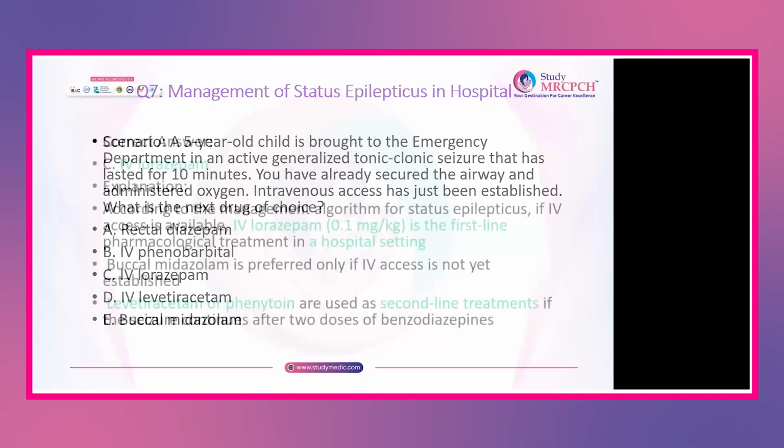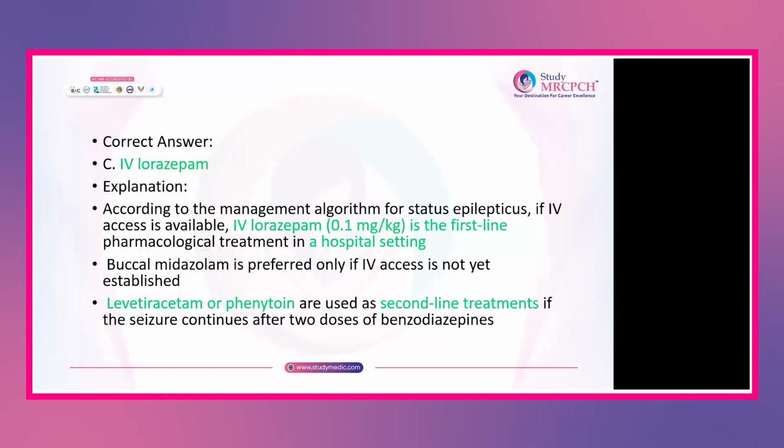So which will we choose? We will choose the IV lorazepam as the IV access is there. According to the management algorithm of status epilepticus, if IV access is available, IV lorazepam is the first line pharmacological treatment in the hospital setting. Paclitaxel is preferred only if the IV access is not yet established.